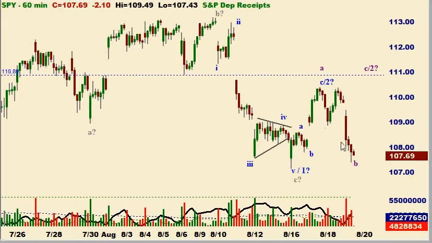Now, obviously, if we start flying to the upside and go right through those levels, I'm probably wrong about this being a short-term top, but for now, I think that's the better assumption given the bigger picture.